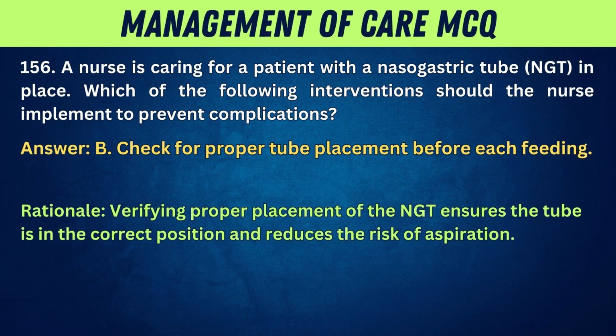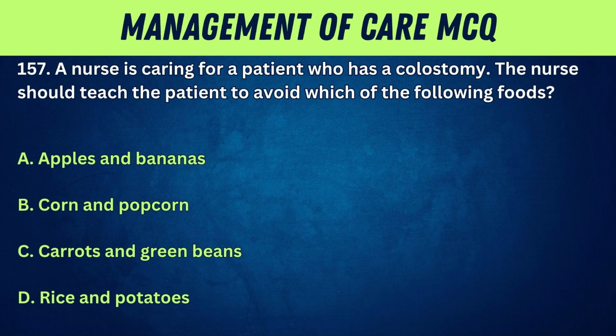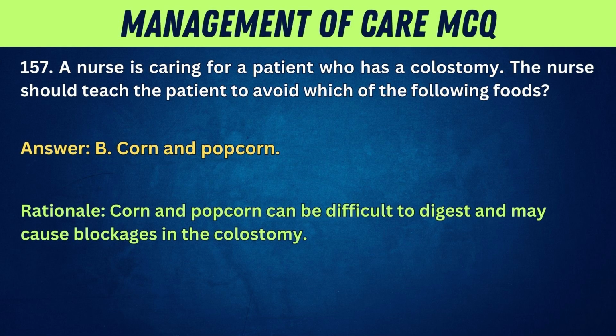Rationale: Verifying proper placement of the NGT ensures the tube is in the correct position and reduces the risk of aspiration. 157. A nurse is caring for a patient who has a colostomy. The nurse should teach the patient to avoid which of the following foods? A. Apples and bananas. B. Corn and popcorn. C. Carrots and green beans. D. Rice and potatoes. Answer: B. Corn and popcorn.